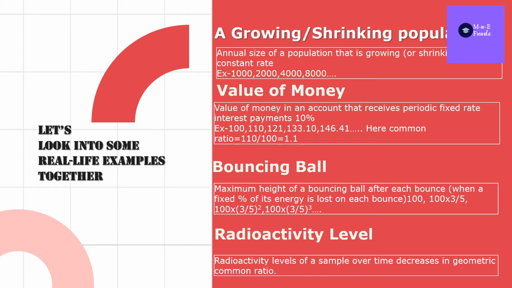Fourth year it will be 133.10, and in the fifth year it will be 146.41. This is an example of compound interest, as the previous year's interest is added to the total and included in the following year's calculation. So here the constant common ratio is 110 divided by 100, that is 1.1.